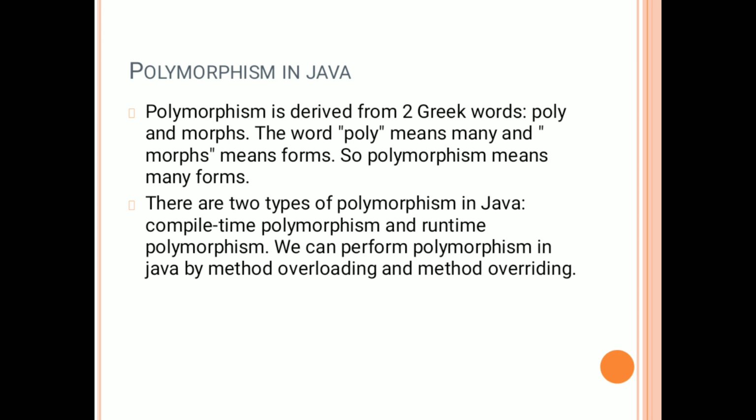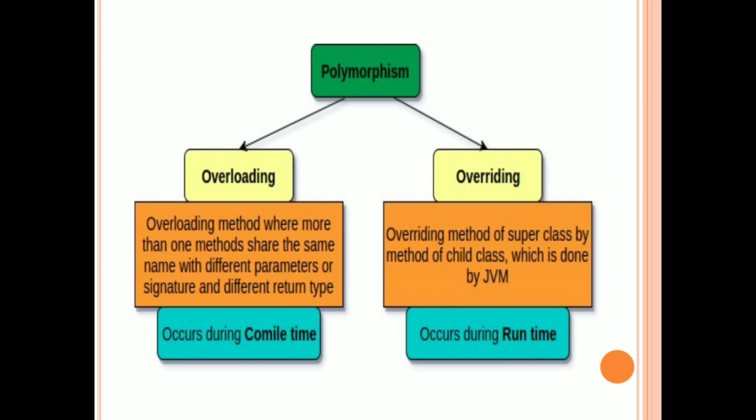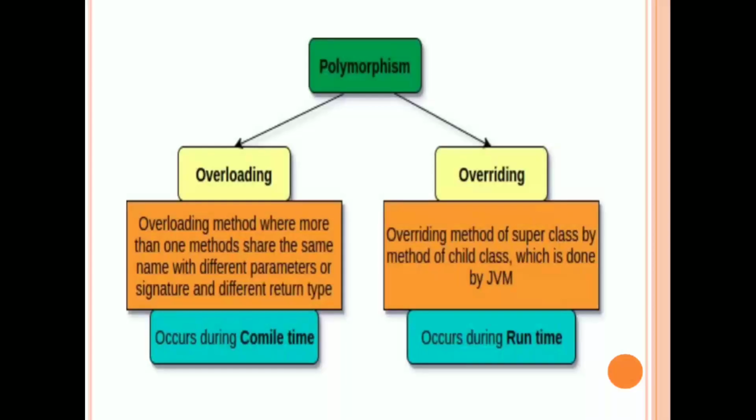There are two types of polymorphism in the Java programming language. One is compile time polymorphism and the other is runtime polymorphism. We can perform polymorphism by method overriding and method overloading. This diagram clearly explains the types of polymorphism and how we can achieve polymorphism. Polymorphism is of two types, overloading and overriding.